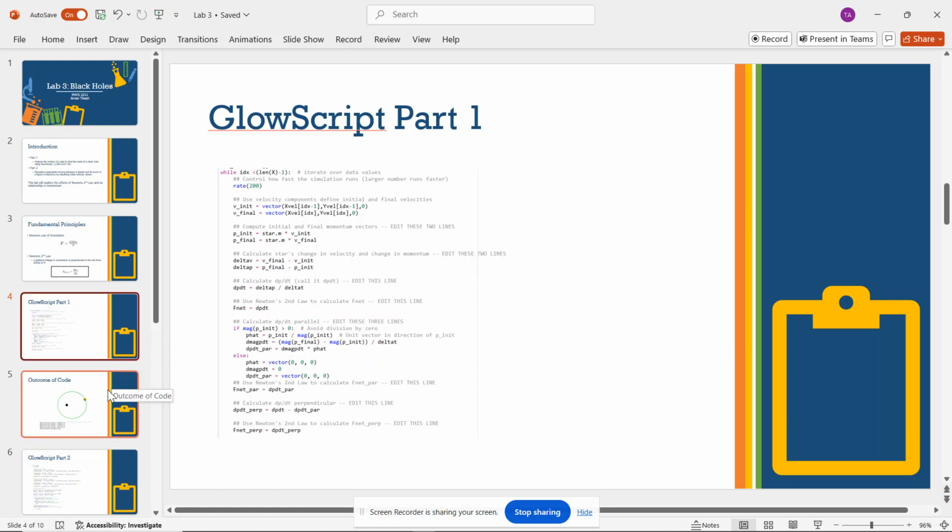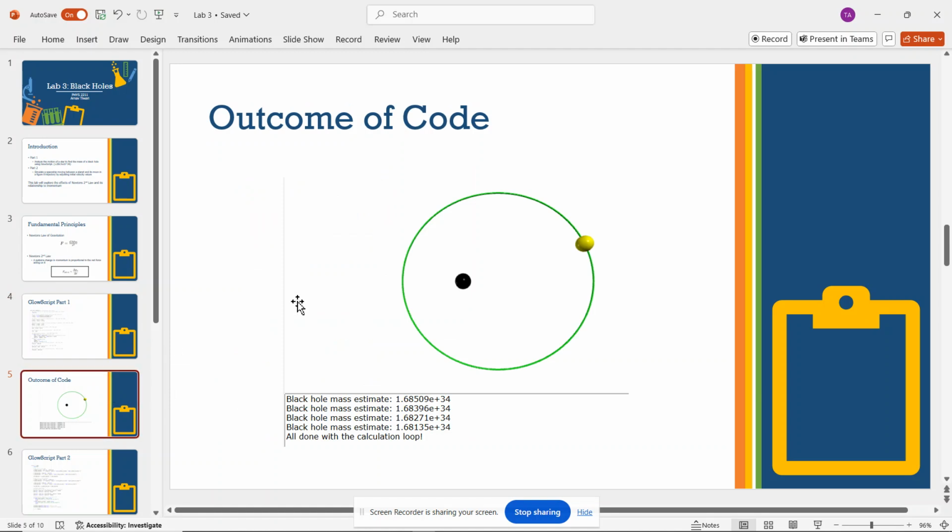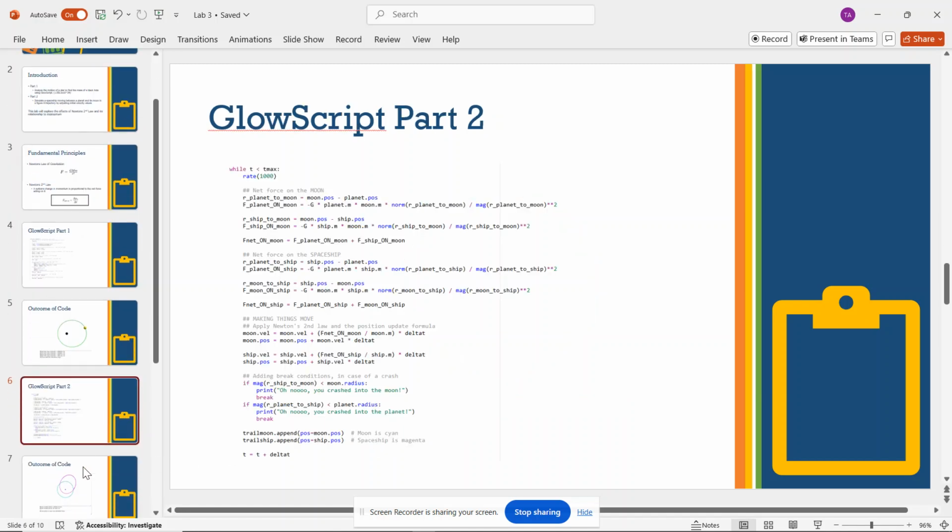That's about it. This was the outcome of the code. As you can see, it's a star moving around in orbit of a black hole, and the mass is given here at the end of the loop at around 1.68 times 10 to the 34th.